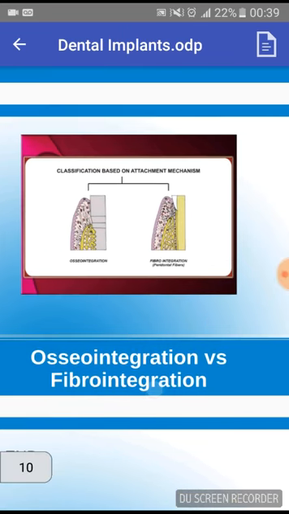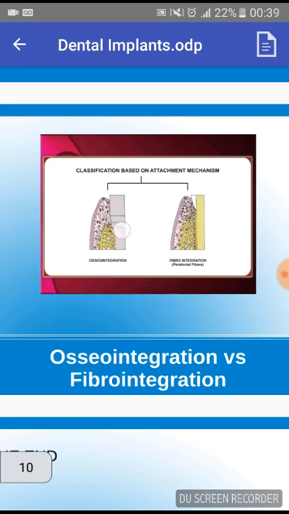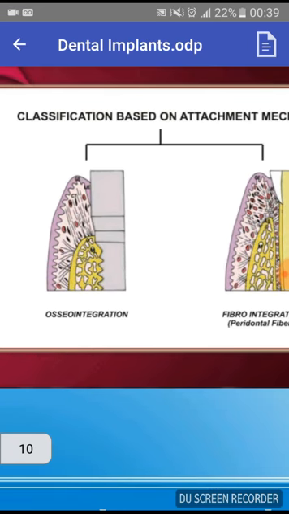Implants can be classified based on their attachment mechanism. So in this instance, you see there is osseointegration, and then there's fibrointegration. The left shows osseointegration and the right shows fibrointegration. Osseointegration is when the bone is incorporated into the implant, and it promotes a stable base for the implant to remain implanted. Fibrointegration is when the implant is encapsulated with soft tissue, and it resembles the periodontal ligament fibers of the natural dentition or the tooth. So most times it seems as though we prefer osseointegration.